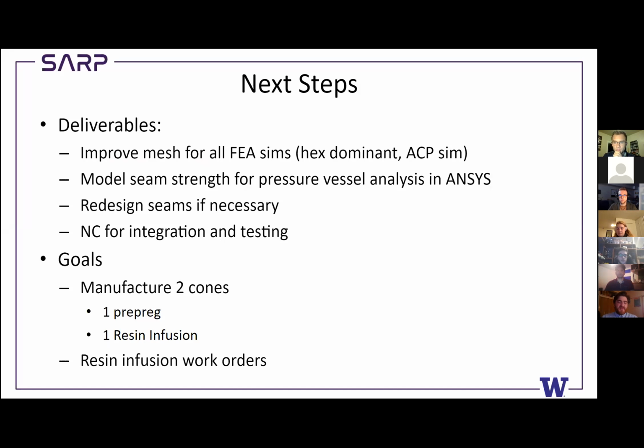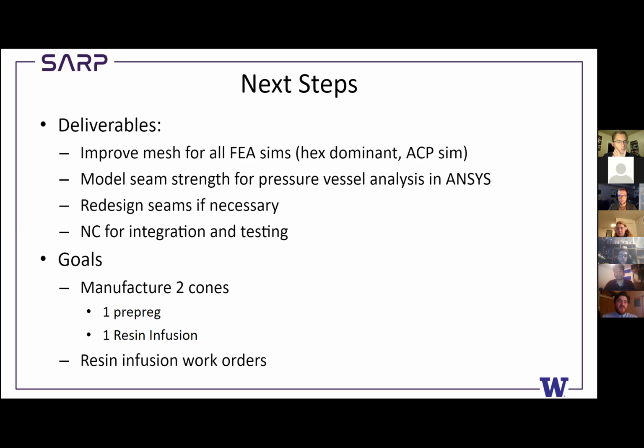because we can anticipate having more accurate simulation results. Another thing we are doing right now is modeling seam strength for our pressure vessel analysis. We are currently looking into how to measure the seam strength between our nose cone and the matrix of the seams, given that they will be two separate materials and not cured together initially. So we are finding out how to model that. We are talking to faculty, and they're helping us out quite a bit. Also, if we do learn from this that the seams aren't strong enough, we will then redesign them.